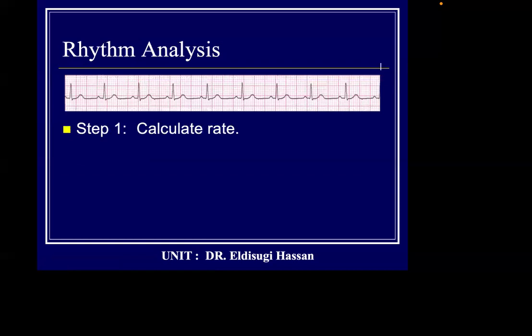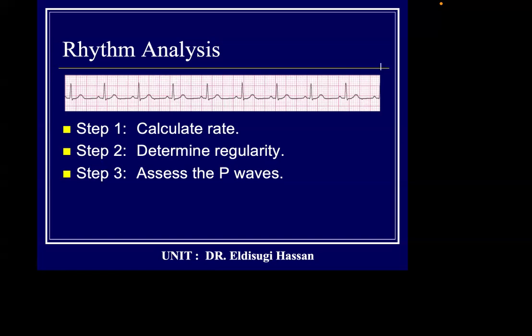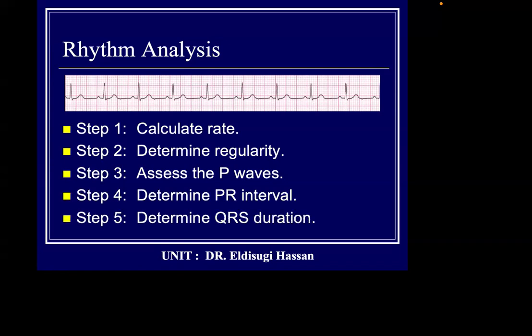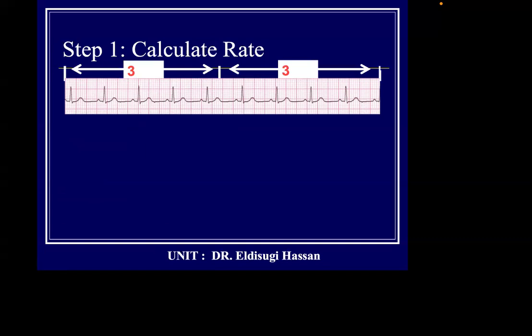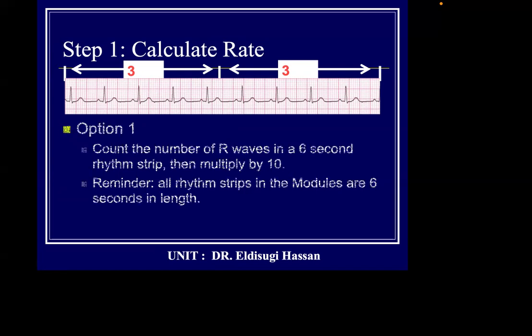So when you come to analyze the rhythm strips, step 1, you have to calculate the rate. Step 2, determine the regularity. Is the rhythm strip regular or not regular? Step 3, you have to assess the P wave. Step 4, you have to determine the PR interval. Step 5, assess the QRS complex duration. If you follow these steps, the ECG will be very easy for you.